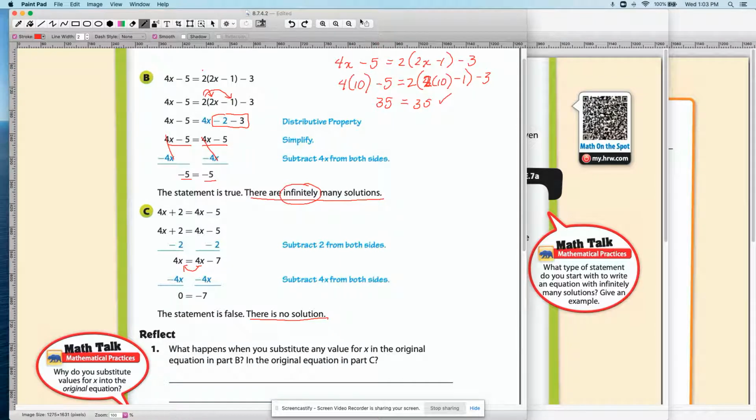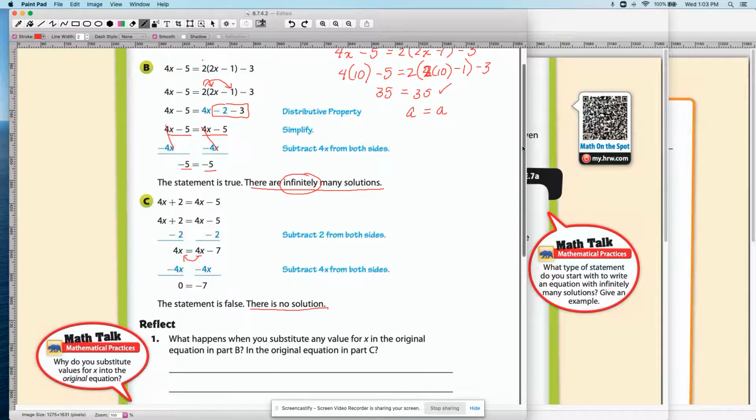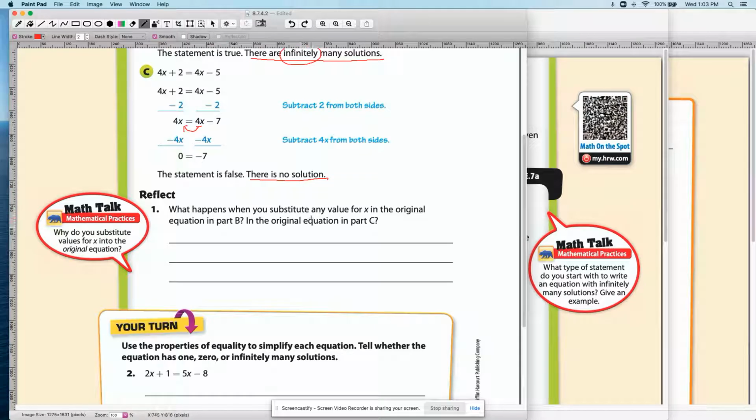Now, if you choose a different number other than 10 and do all of the calculations, you should get one number that equals itself. Okay, so let's go back to the question: what happens if you substitute any value for x in the original equation in part B? You'll get a true statement. If you plug in anything, you will get a true statement.